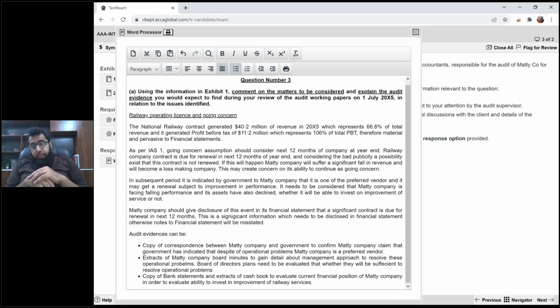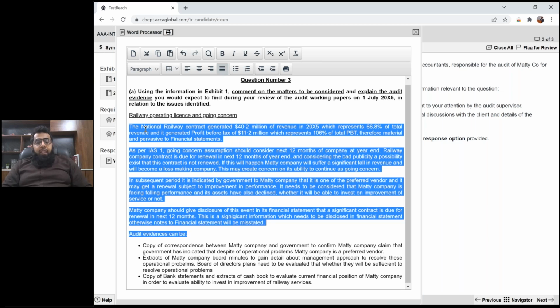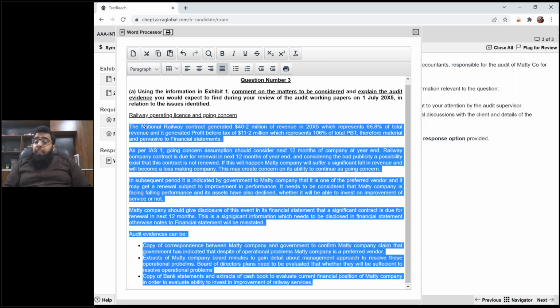This was the first requirement, which was railway operating license in going concern. We commented on matters to consider, we wrote four matters, and then we discussed three audit evidences. While doing these past papers, many of you may be gaining the confidence that yes, we can do it, and many of you may be able to see the real picture. We were thinking that we would be easily able to do the questions, but we are facing the difficulty.